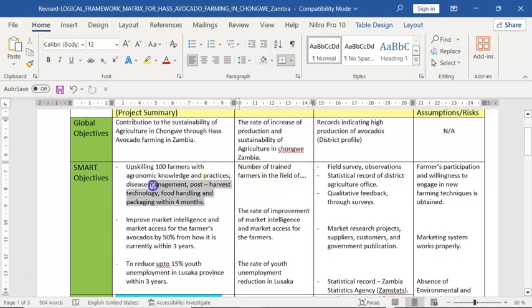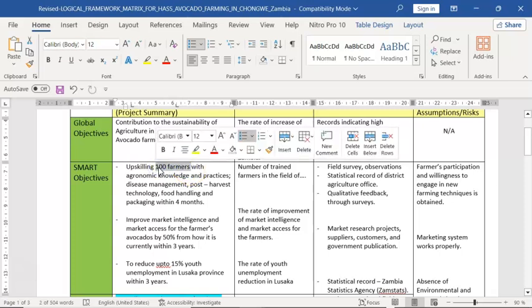Actually, you always refer to the first column before you formulate the indicator. So here, 100 farmers, this is the figure which matters a lot. The objective can only be achieved 100% if you manage to upskill the 100 farmers. If you only upskilled 50 or 80, you haven't achieved the objective. So any evaluator who comes to evaluate your project has that number, that figure in mind, and is going to check whether you've got 100 or not.